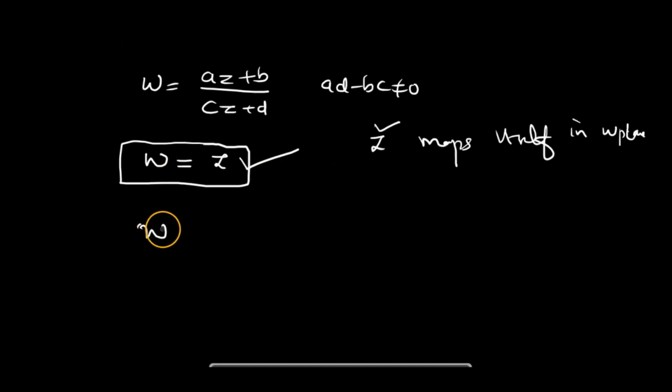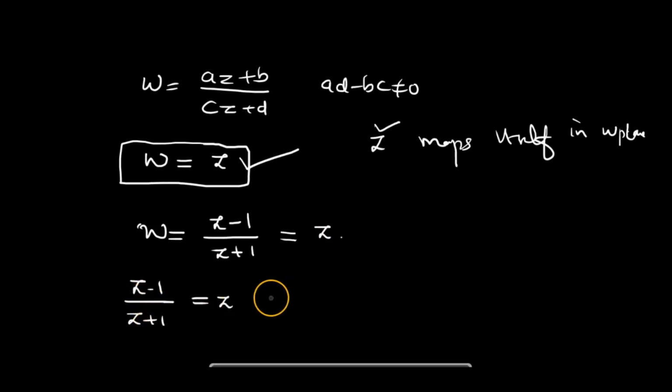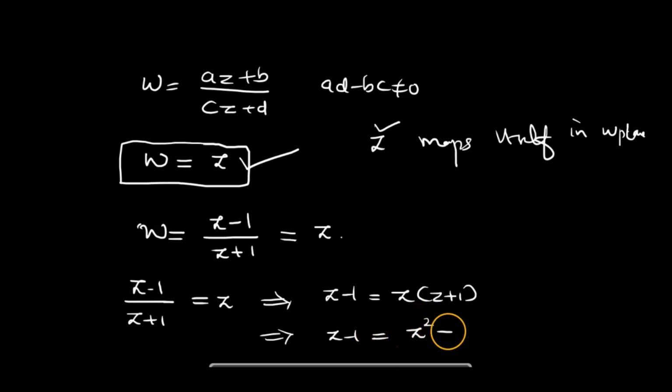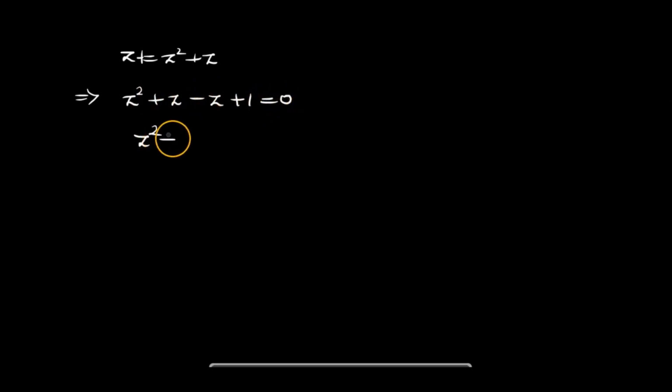The question is to find the invariant points of the transformation W equal to Z minus 1 divided by Z plus 1. Clearly this is a bilinear transformation. Now, invariant points are points which satisfy W equal to Z. So setting W equal to Z, that means Z minus 1 divided by Z plus 1 is equal to Z. Simplifying, Z minus 1 is equal to Z into Z plus 1, that is, Z minus 1 is equal to Z square plus Z, which implies Z square plus Z minus Z plus 1 equal to 0. That is, Z square plus 1 equal to 0.